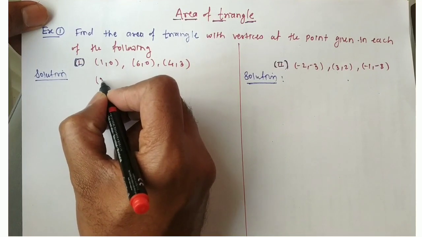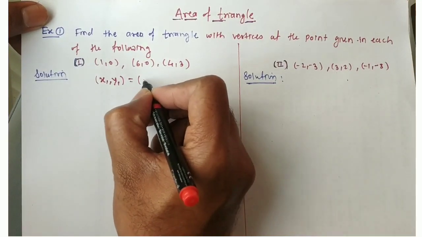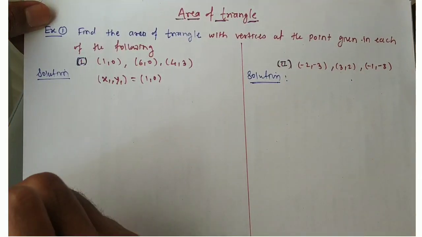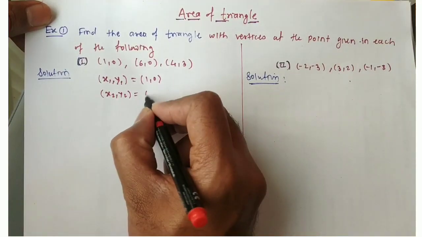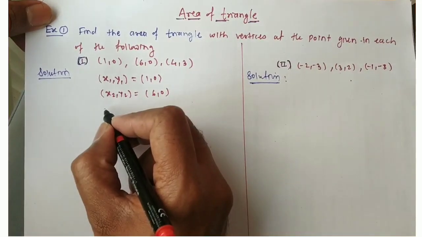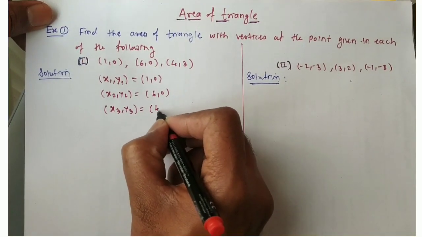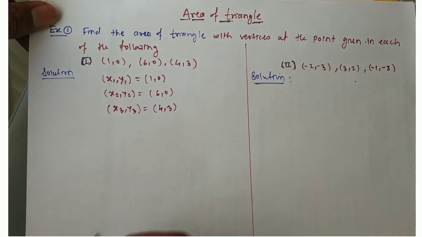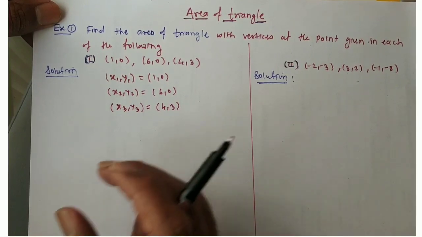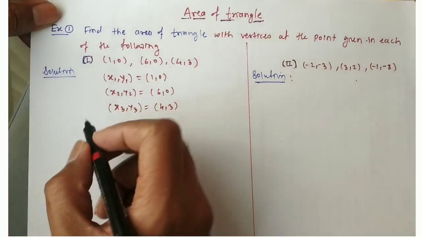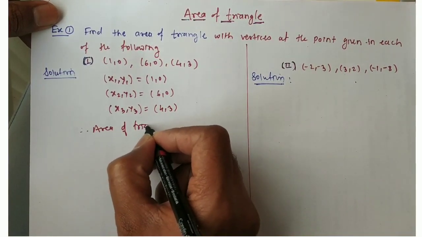First coordinate, give this the name x1 y1. So what is x1 y1? It is 1, 0. Now second, x2 y2, is 6, 0, and third is x3 y3, which is 4, 3. Whatever three coordinates they give you, name them x1 y1, x2 y2 and x3 y3, and then we can find the area of the triangle directly.